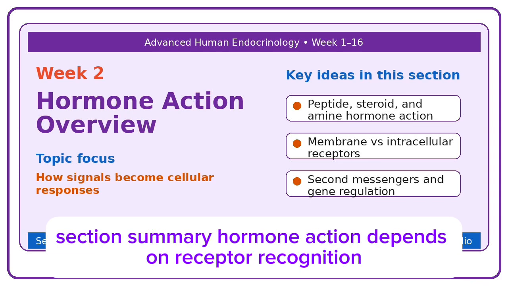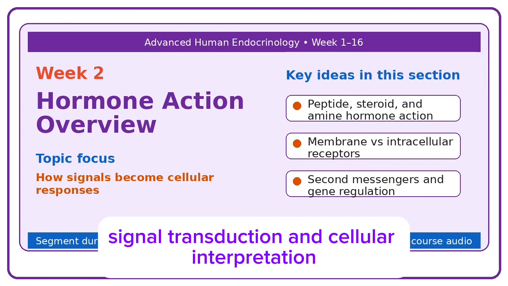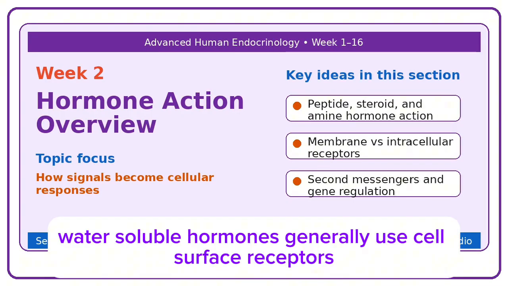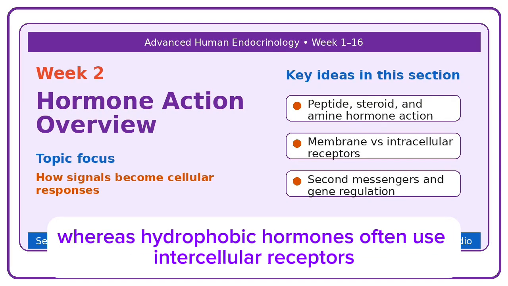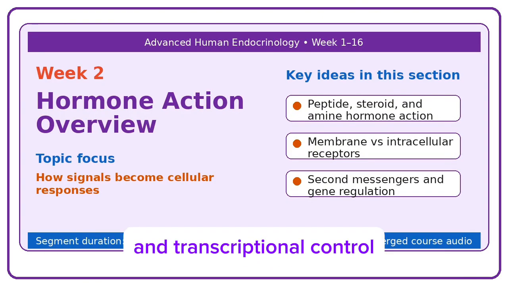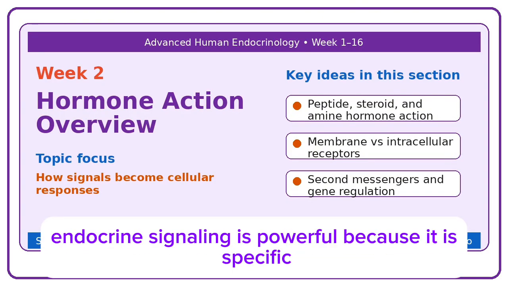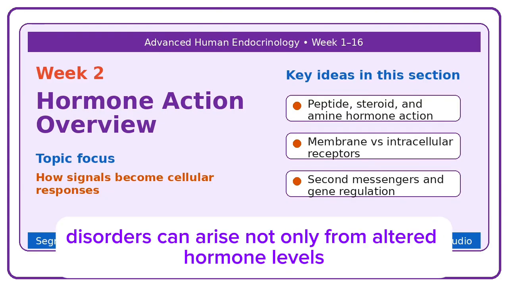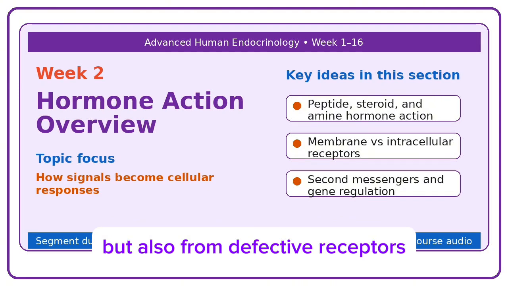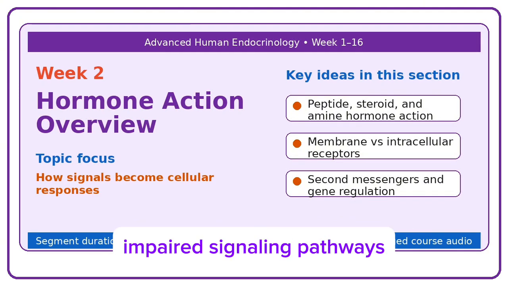Section summary. Hormone action depends on receptor recognition, signal transduction, and cellular interpretation. Water-soluble hormones generally use cell surface receptors and rapid signaling cascades, whereas hydrophobic hormones often use intracellular receptors and transcriptional control. Endocrine signaling is powerful because it is specific, amplified, and tightly regulated. Disorders can arise not only from altered hormone levels, but also from defective receptors, impaired signaling pathways, desensitization, or resistance.